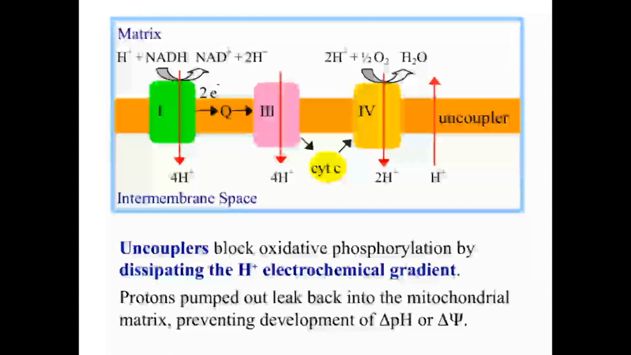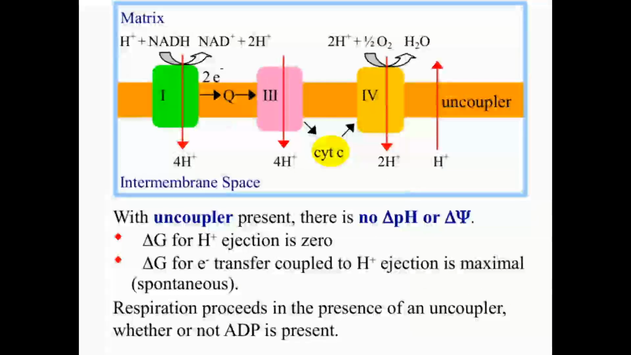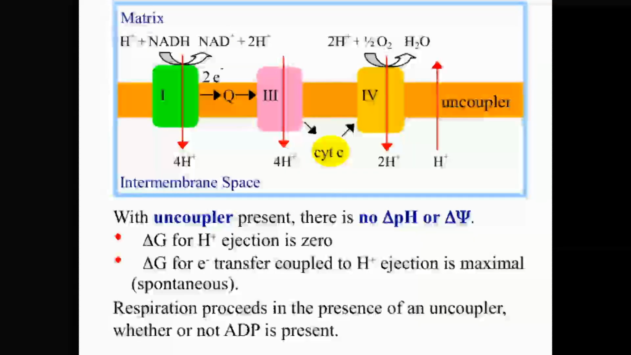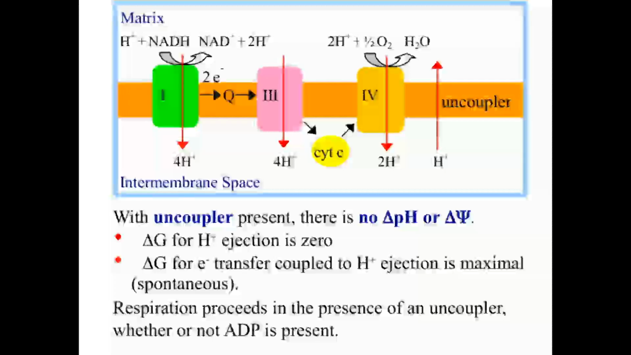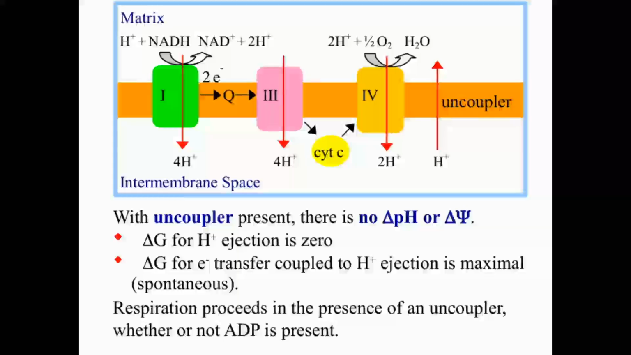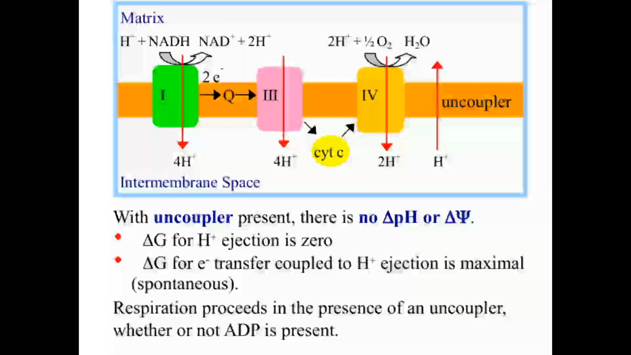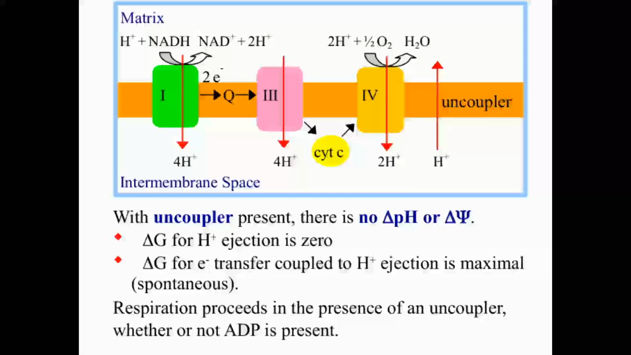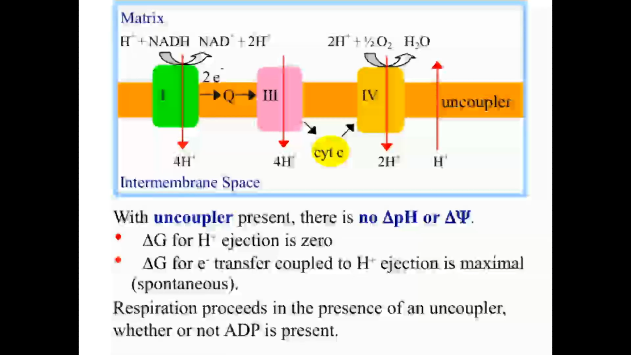In this state, there is no proton gradient, so we see no delta pH or delta psi, meaning the proton motive force is effectively dissipated. As a result, the free energy change, or delta G, for H+ ejection drops to zero because there's no gradient to maintain or utilize. However, interestingly, the delta G for electron transfer that's coupled to H+ ejection becomes maximal and spontaneous. This indicates that electrons are still flowing through the electron transport chain, but without generating a proton gradient, the usual energy conservation processes are bypassed.